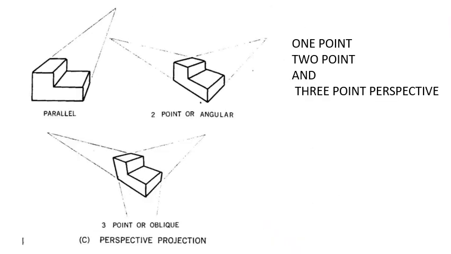So how about the perspective? The perspective, we can see that this is a 1-point perspective with one vanishing point here. Then this is a 2-point perspective with 2 vanishing points. Then we have the 3-point perspective with the 3 vanishing points, one here, next one here, and another one down there. All right.